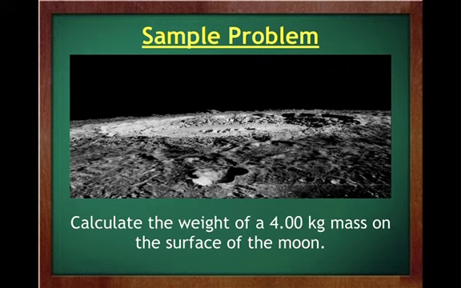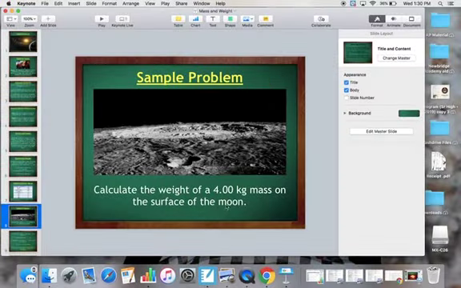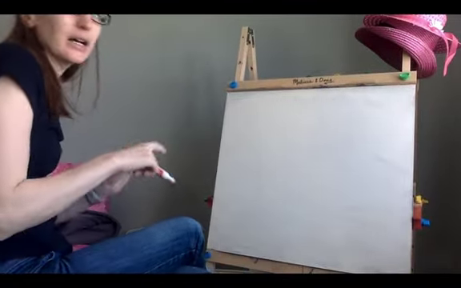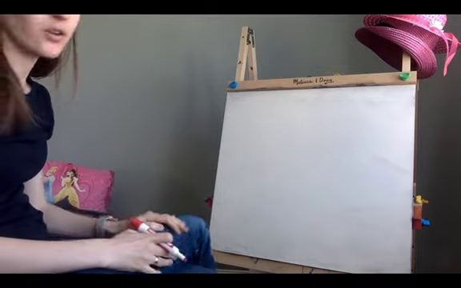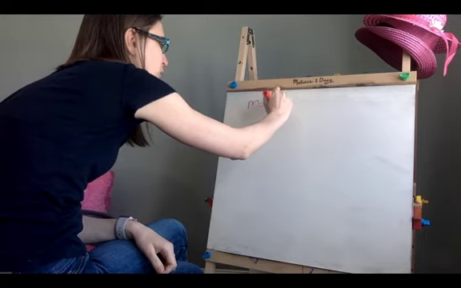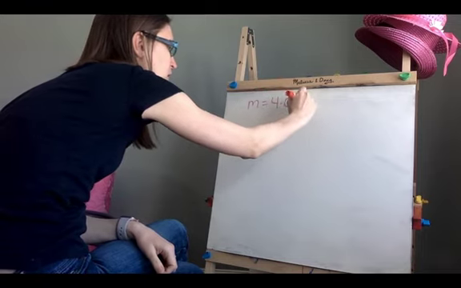Relatively straightforward ones. In this first one, you are going to calculate the weight of a 4 kilogram mass on the surface of the moon. Anytime we're solving physics problems, we start by listing our knowns. What we know is that the mass is 4.00 kilograms.